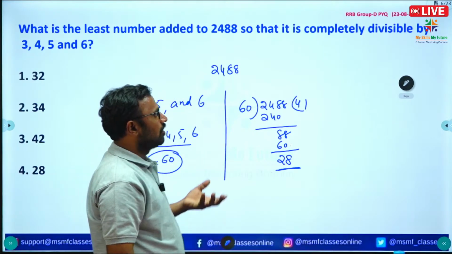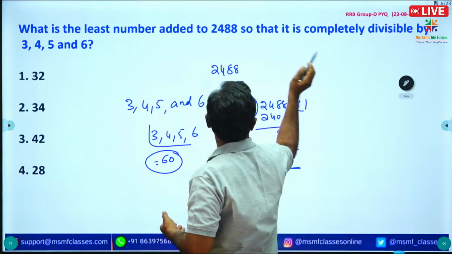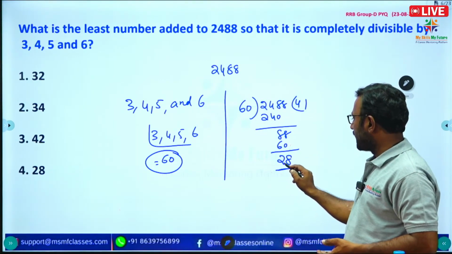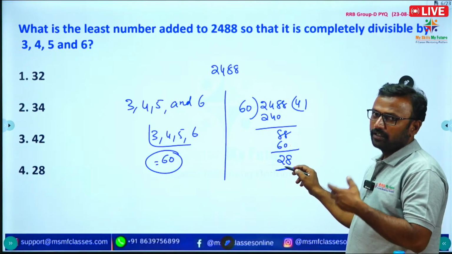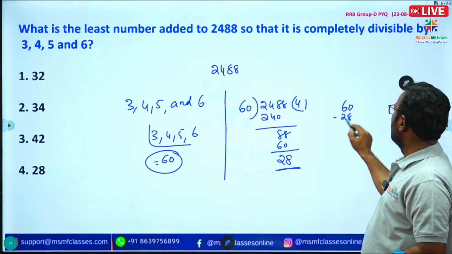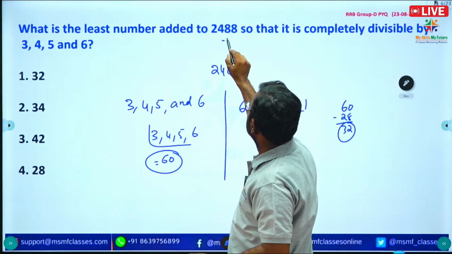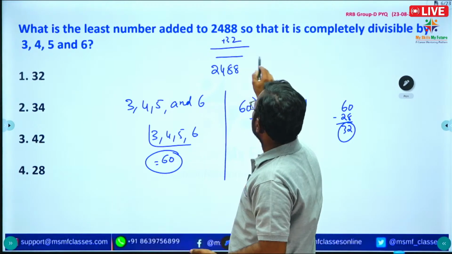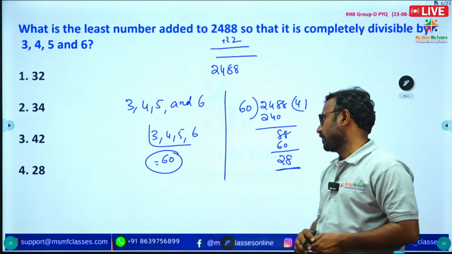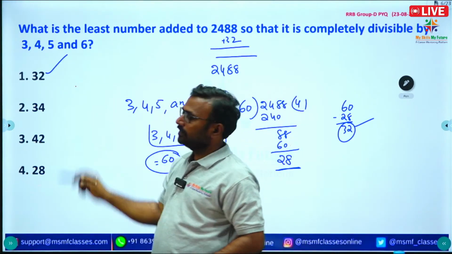So we need to find how much should be added so that the number is divisible by 3, 4, 5 and 6. The LCM is 60. So how much should be added to the remainder so that it gets to 60? Just 60 minus 28, we get 32. So by adding 32 to this number, it is completely divisible by 3, 4, 5 and 6. Okay, so 32 is the answer. Option 1 is correct. Right, next question.